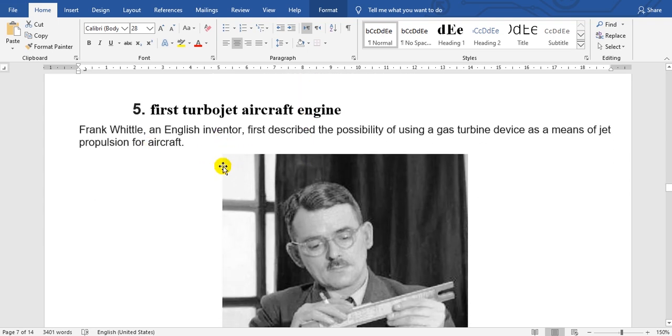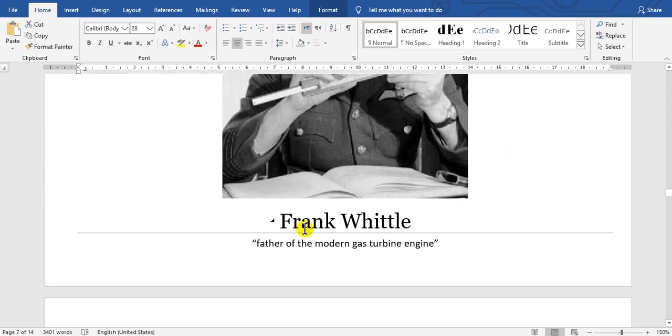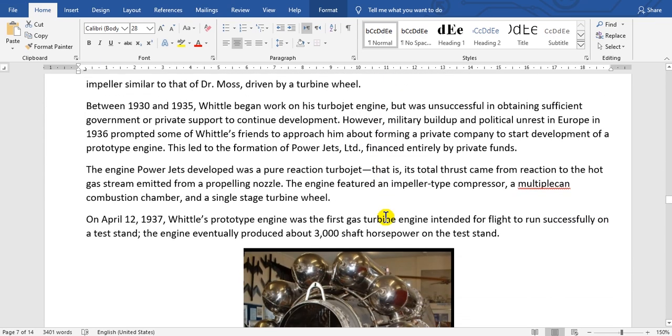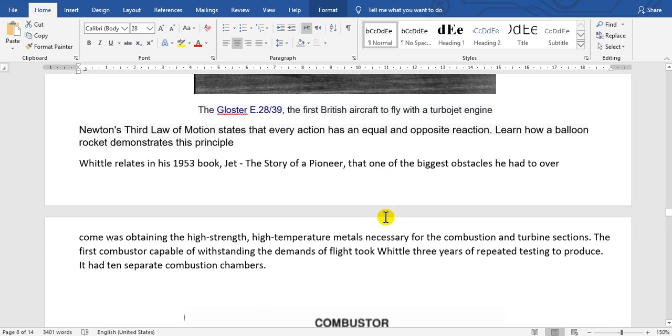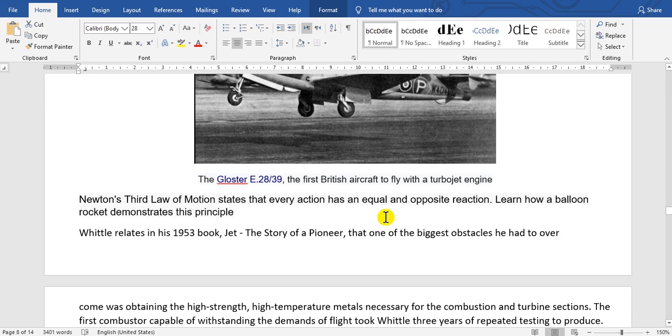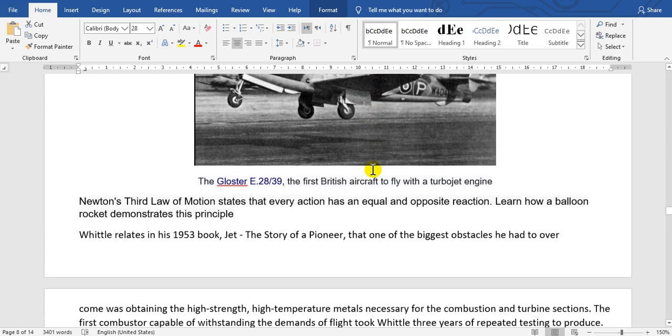The fifth, the first, Frank Whittle, whom we spoke about before, the English inventor, first described the possibility. We call him the father of the turbojet. Here, the father of the modern gas turbine engine, Frank Whittle. At the same time, German engineers worked simultaneously, after 7 years of Whittle. Here, this is the first engine.